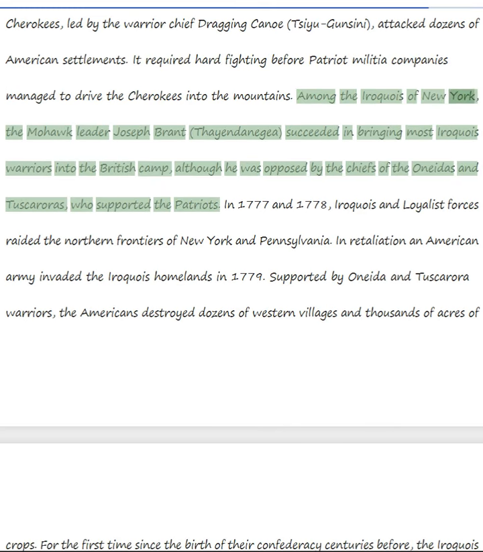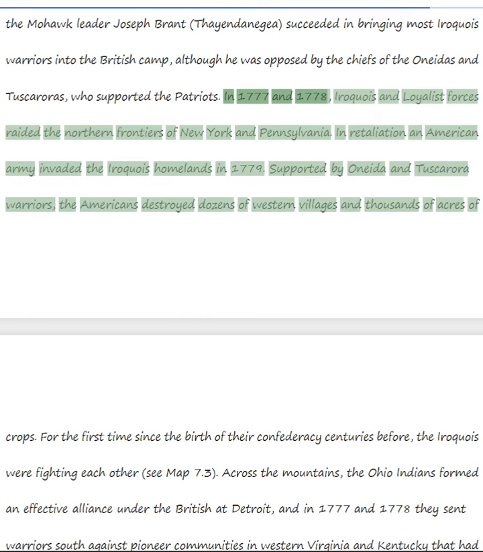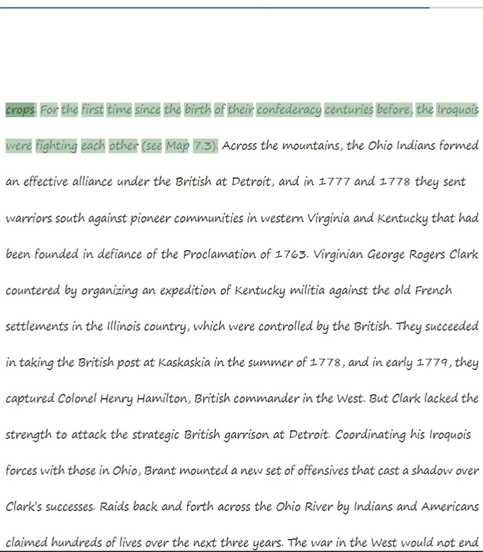Among the Iroquois of New York, the Mohawk leader Joseph Brant succeeded in bringing most Iroquois warriors into the British camp, although he was opposed by the chiefs of the Oneidas and Tuscaroras, who supported the Patriots. In 1777 and 1778, Iroquois and Loyalist forces raided the northern frontiers of New York and Pennsylvania. In retaliation, an American army invaded the Iroquois homelands in 1779. Supported by Oneida and Tuscarora warriors, the Americans destroyed dozens of western villages and thousands of acres of crops. For the first time since the birth of their confederacy centuries before, the Iroquois were fighting each other.